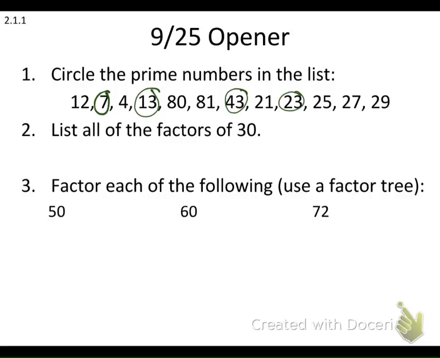What are my factors of 27? What can you multiply together to get 27? 1 and 27, what else? 3 and 9. So, therefore, it's composite.